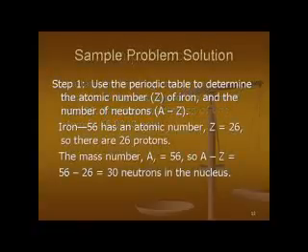Well, we have an atom, iron 56, which is an isotope of iron, and we need to find its binding energy per nucleon. So our first step is to use the periodic table to determine the atomic number, Z, of iron, and the number of neutrons, which is the mass number A minus the atomic number Z. So iron 56 has an atomic number, Z, equal to 26, so there are 26 protons. Then the mass number A is 56, so A minus Z is equal to 56 minus 26, and that gives us 30 neutrons in the nucleus, and we need to know that.